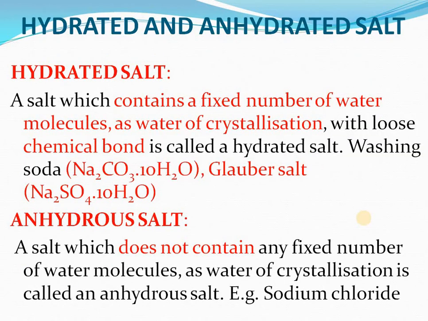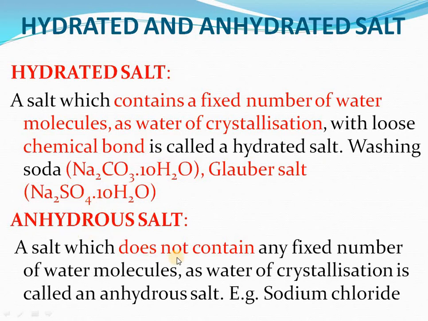So next is hydrated and anhydrous salt. Hydrated means the water of crystallization is there. So if you see the example of Na2CO3 10 water here on the screen, so this is hydrated. 10 water molecules are attached, and it's loosely bonded in the crystal lattice. So the fixed number of water molecules as water of crystallization is there, so that is called hydrated salt. And this can be sodium carbonate 10 water, hydrated washing soda, Glauber salt, Na2SO4 10 water, Epsom salt, alum. So different examples are there, you can refer to the book also.